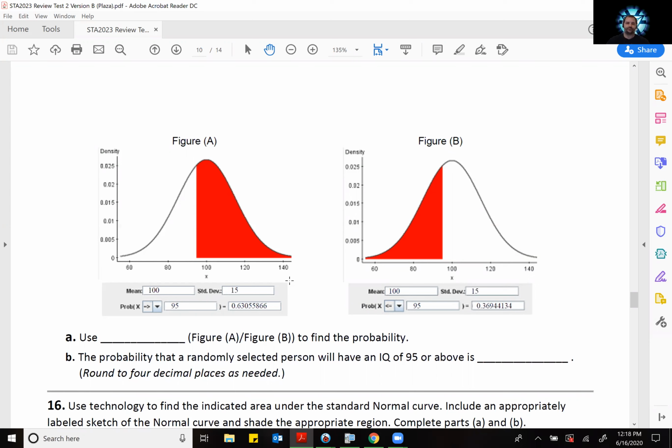Okay. Now part B, it says tell us the probability and round to 4 decimal places. 0.6306. I love it. And there you go.